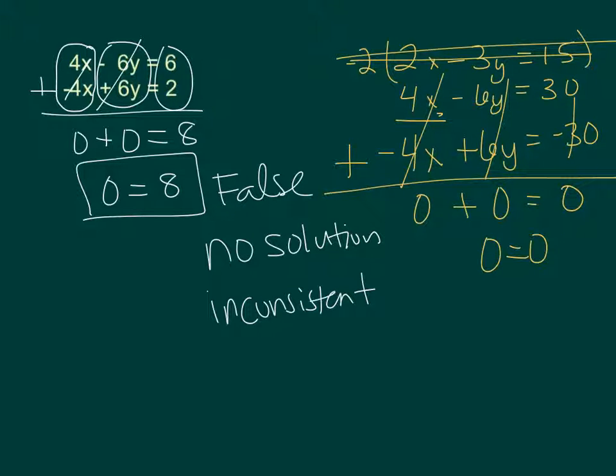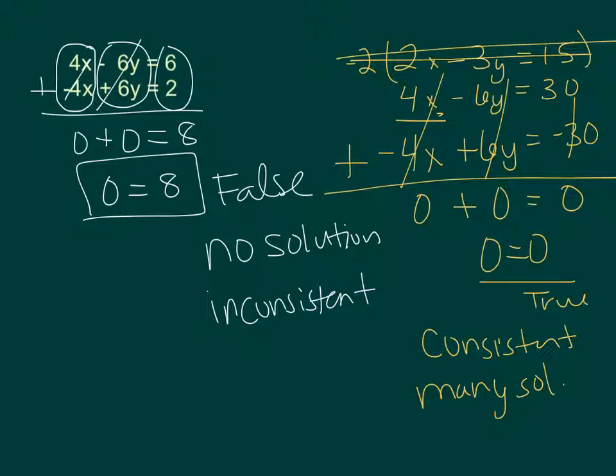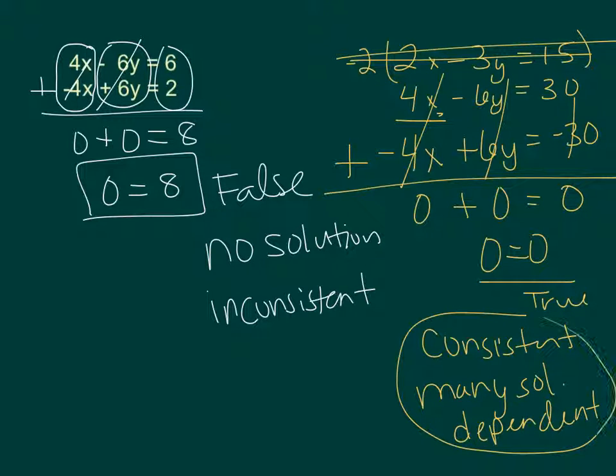If everything drops out and you get a true statement, it means that the system is consistent and there are many solutions, which also means that it's dependent. Alright, that concludes the second method for solving linear systems.